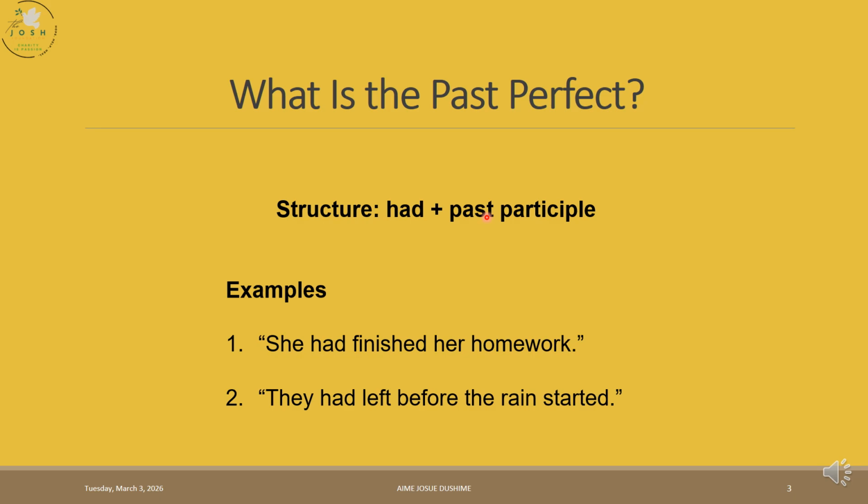So the form is not a structured form. It's just a memorizing form. You just have to memorize the form and the structure and the changes just like that, so that you can be able to know how to use them. So as I said, we use subject plus had plus V3. She had finished her homework. They had left before the rain started.